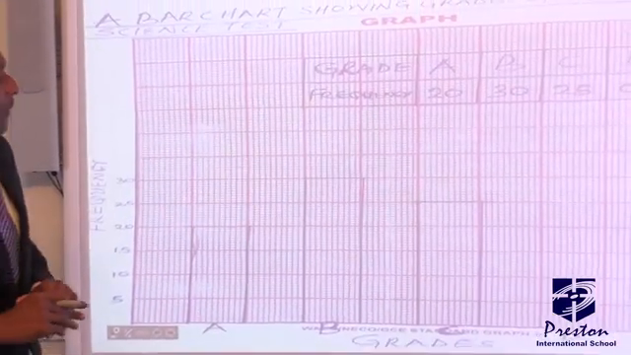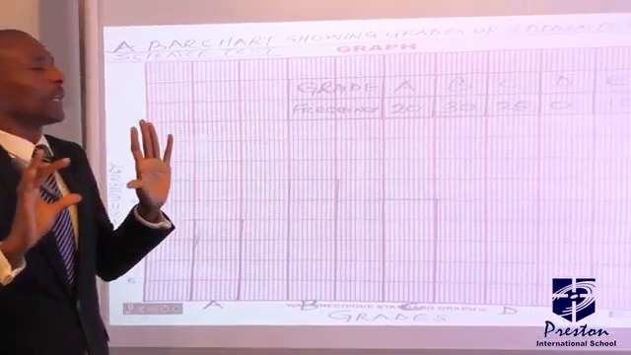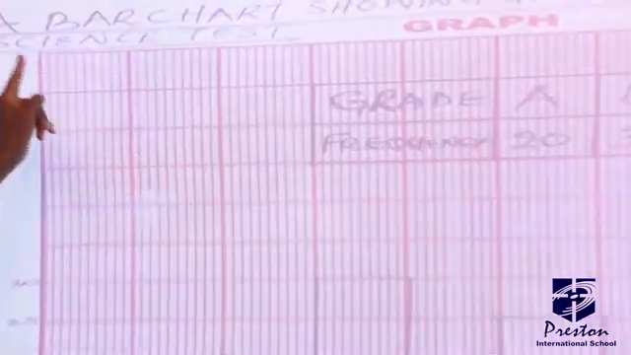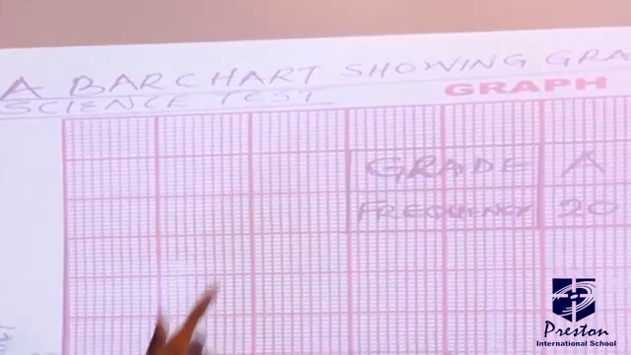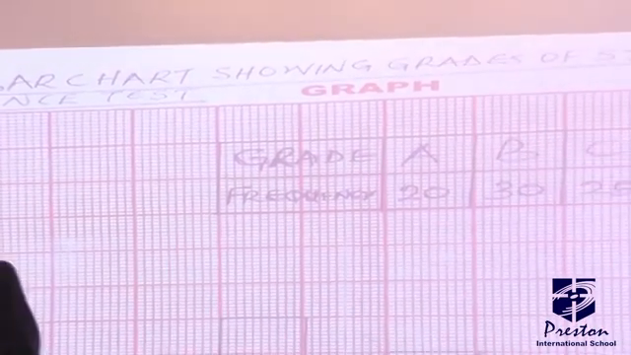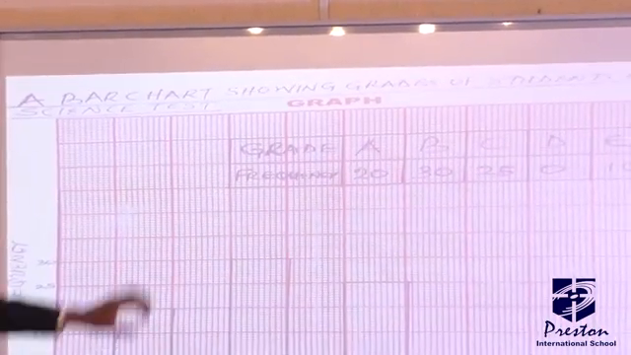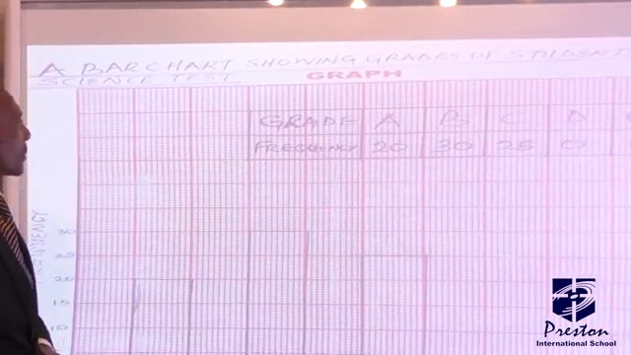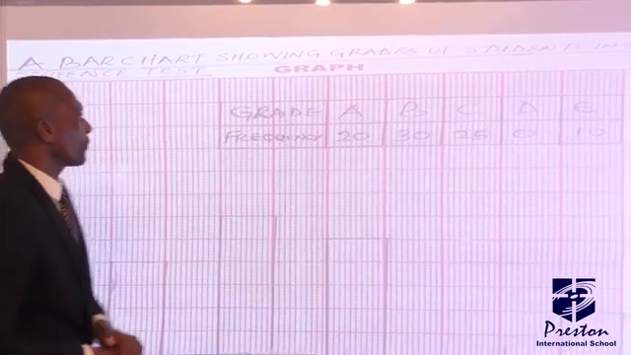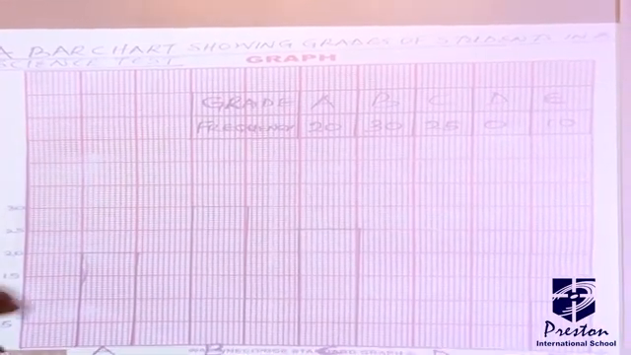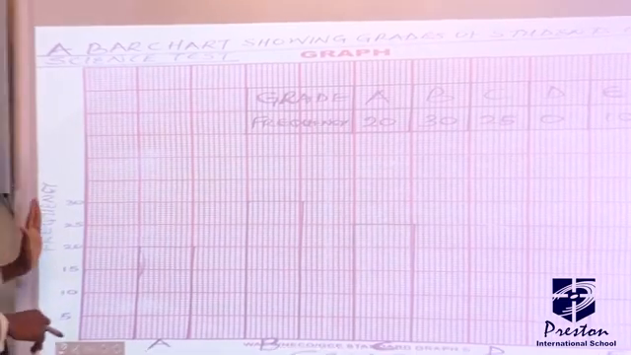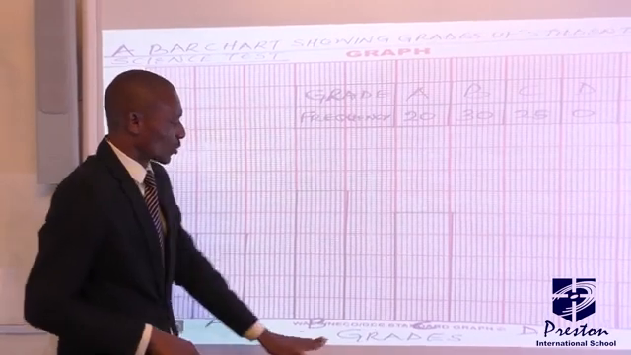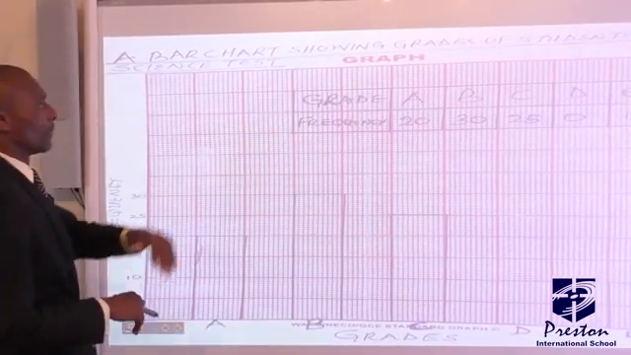Now, I told us before now that before you draw any bar chart, the title is very important. And what is the title? The title is a bar chart showing grades of students in a science test. This will give you some marks in the question. Now, this is the table given to us. And when you want to draw a bar chart, you have the y-axis, which I say represents the frequency. You can see my frequency here. Then you have the x-axis, which represents grades, since I'm talking about grades.